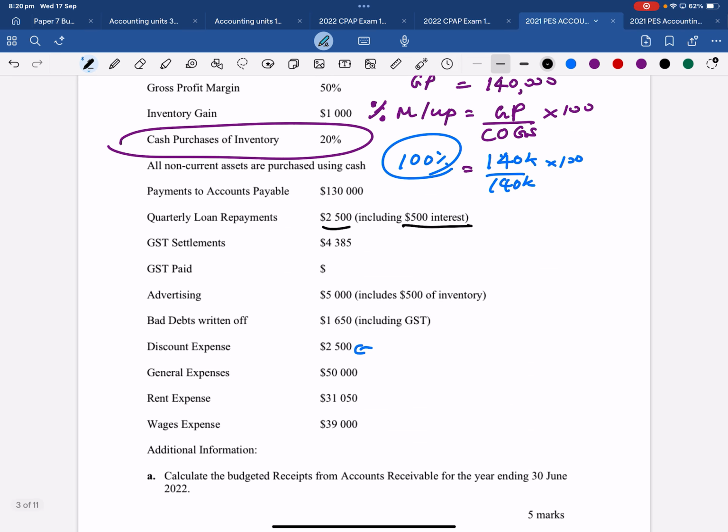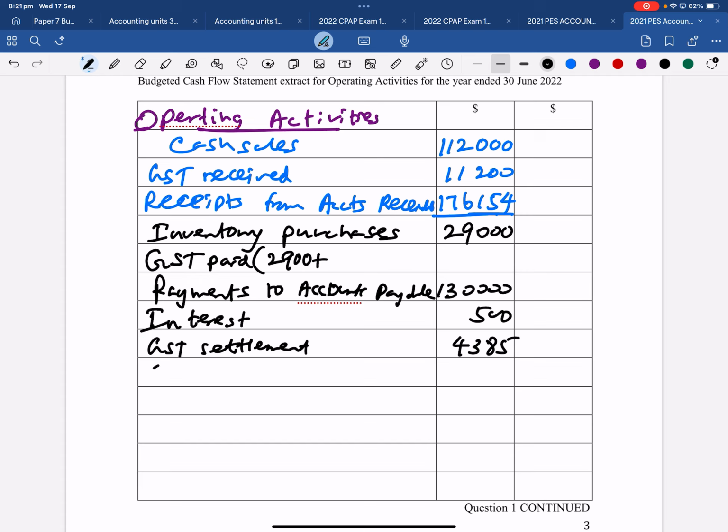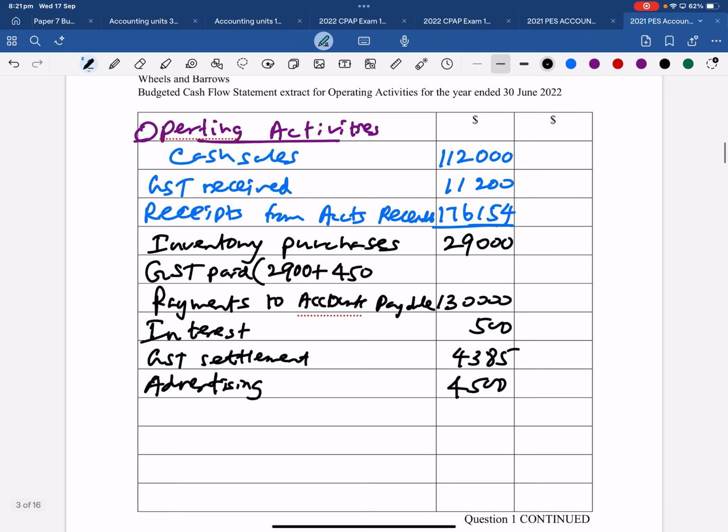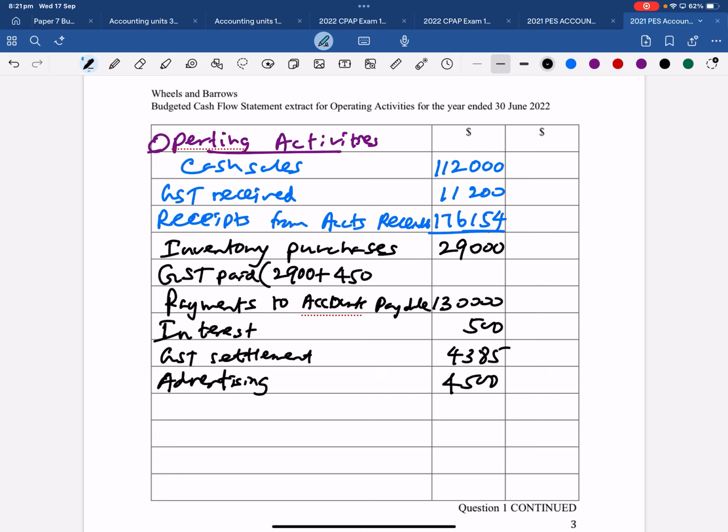General expense, sorry, advertising. How much is advertising, guys? Paid in cash, 4,500. Then what is the GST for that? 450. Okay, like that we can do it. Right? Then shall we continue the rest next time? Okay, 8:21.